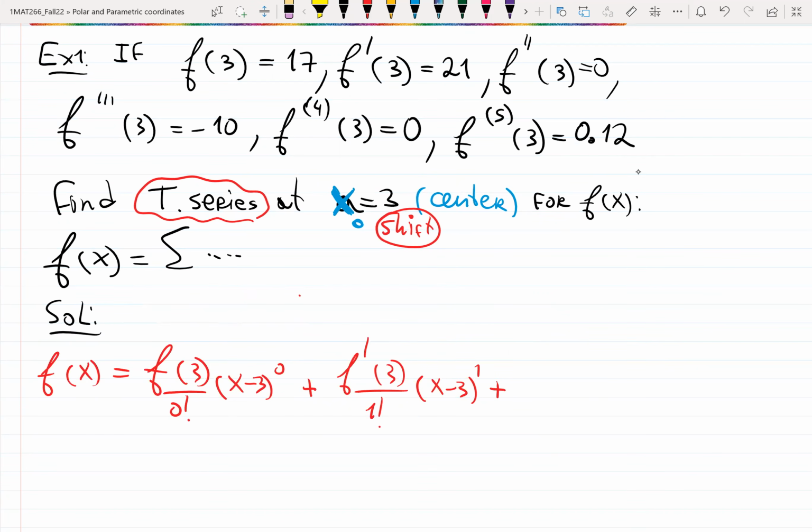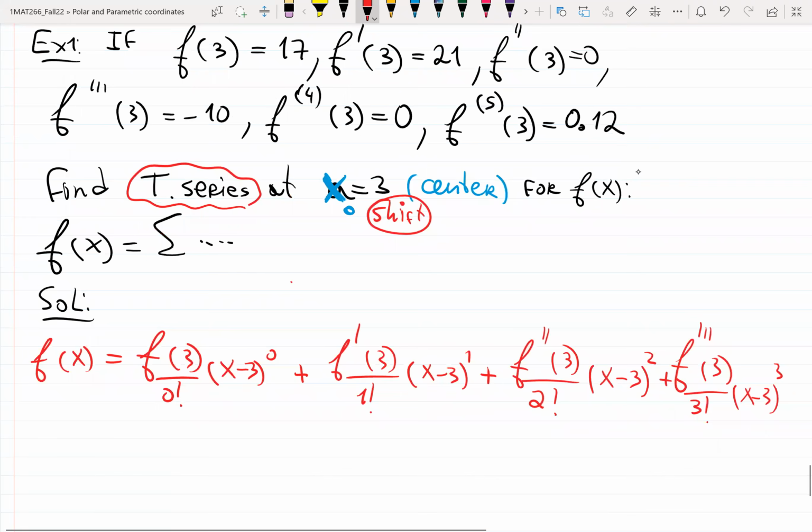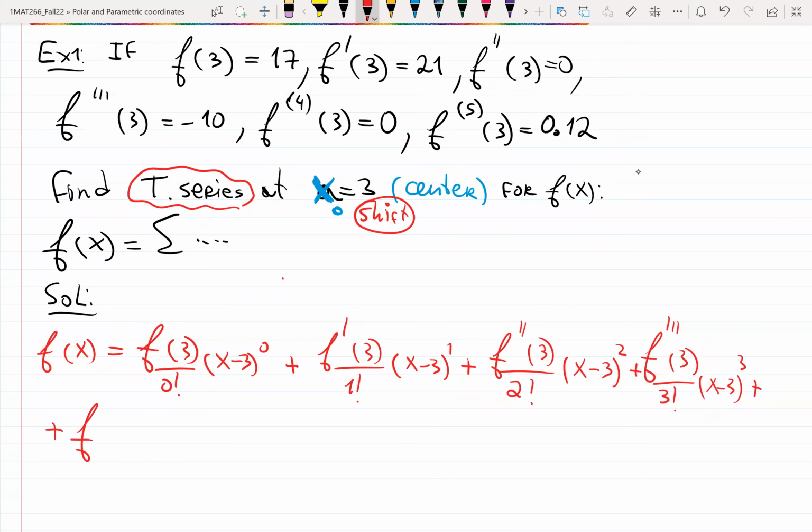Plus f double prime at 3 divided by 2 factorial times (x minus 3) squared, plus f triple prime at 3 divided by 3 factorial times (x minus 3) cubed. We have 2 more, right? So plus, keep going. The fourth derivative, f prime prime prime prime, that's done. People write f^(4), in parentheses, that's international notation, divided by 4 factorial times (x minus 3) to the 4, plus f^(5) over 5 factorial times (x minus 3) to the 5, and keep going.